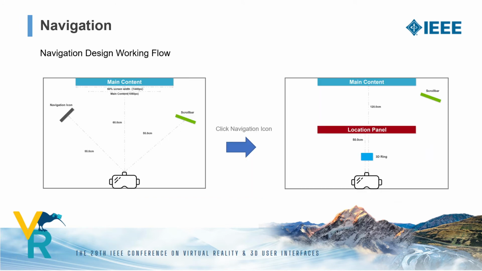And then we will talk about the navigation. The navigation design working flow is in here. At first, this image will be happening in the main content. So we talk about the navigation icon right now. When the user clicks the navigation icon, it will disappear.